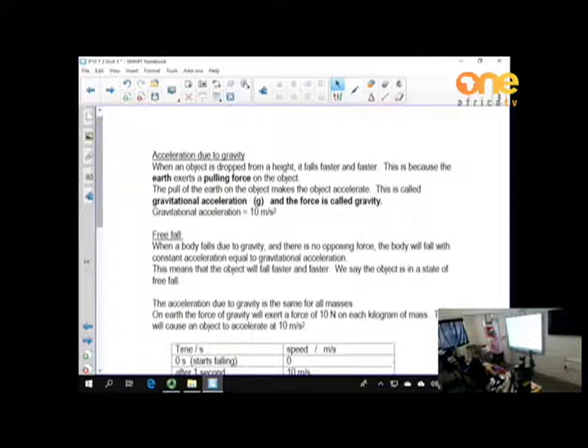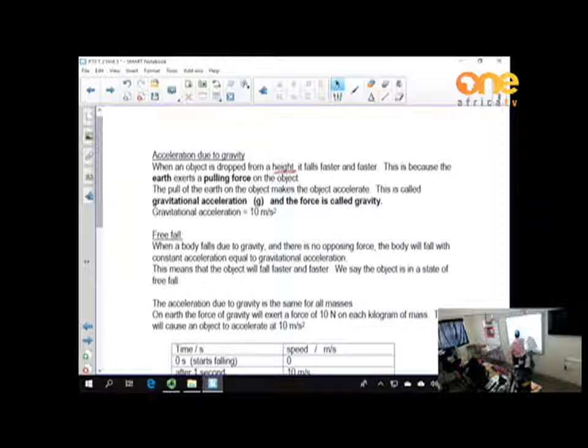Okay. Now, if I climbed up onto the roof and I jumped off the roof, why do I fall to the ground? Gravity pulls me down. Gravity is a force, and if I jumped off a very high building and if there was no air resistance, I would fall faster and faster and faster. Okay, so acceleration due to gravity.